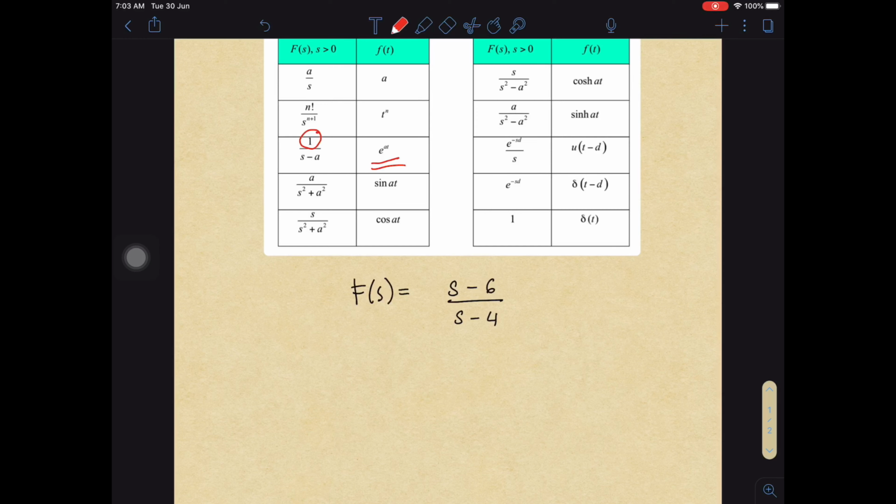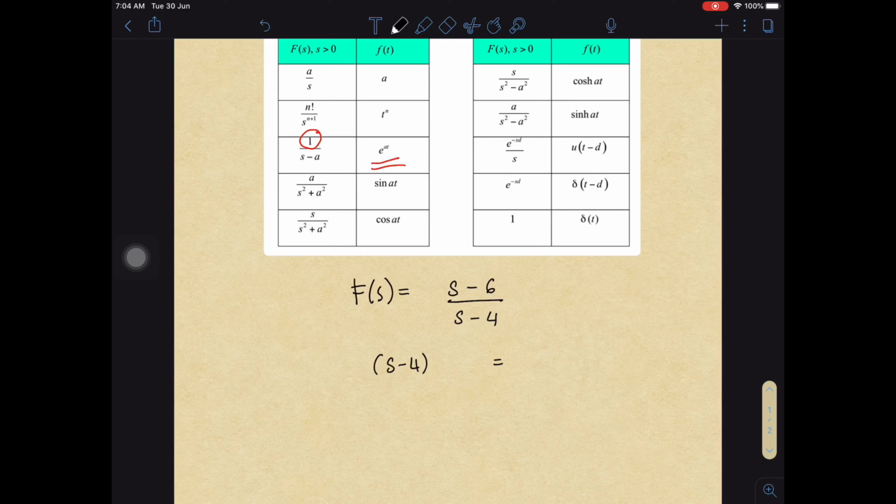So now in the denominator you have s minus 4, but in the numerator you have s minus 6. You need to do some modification in this fraction so that it will be the same. So the numerator will follow the denominator. What we have in the denominator is s minus 4. Therefore, we also want s minus 4 to be in the numerator.